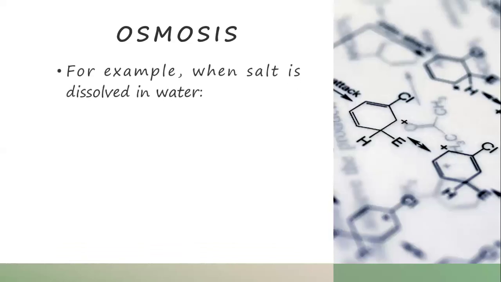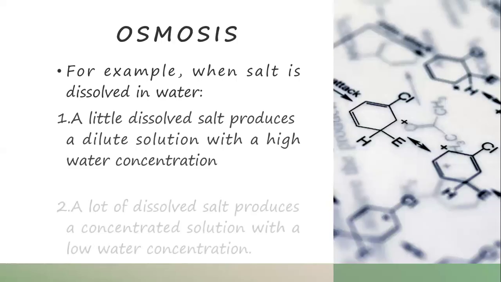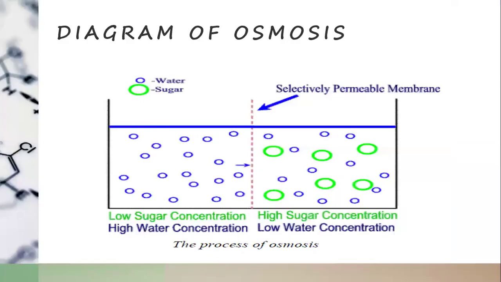For example, when salt is dissolved in water, a little dissolved salt produces a dilute solution with a high water concentration. A lot of dissolved salt produces a concentrated solution with a lower water concentration.